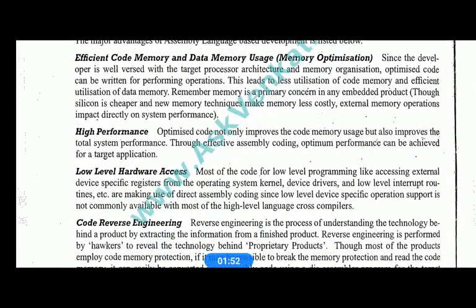Then high performance. The performance is very high if you use assembly level language, because optimized code not only improves the code memory usage but also improves the total system performance.